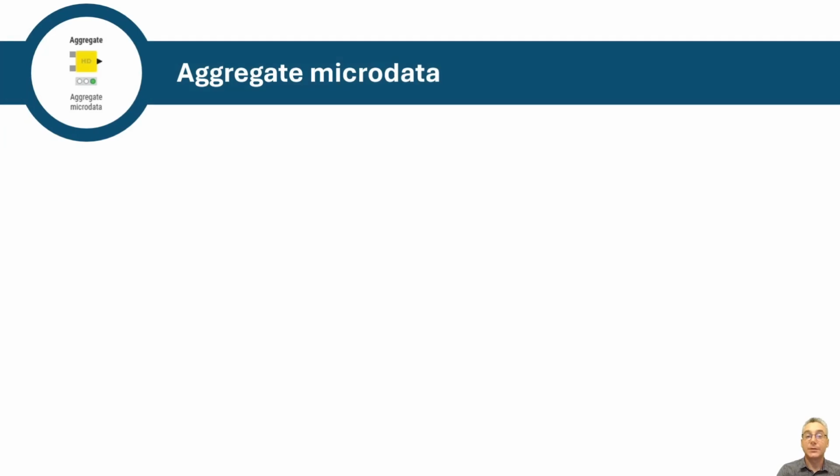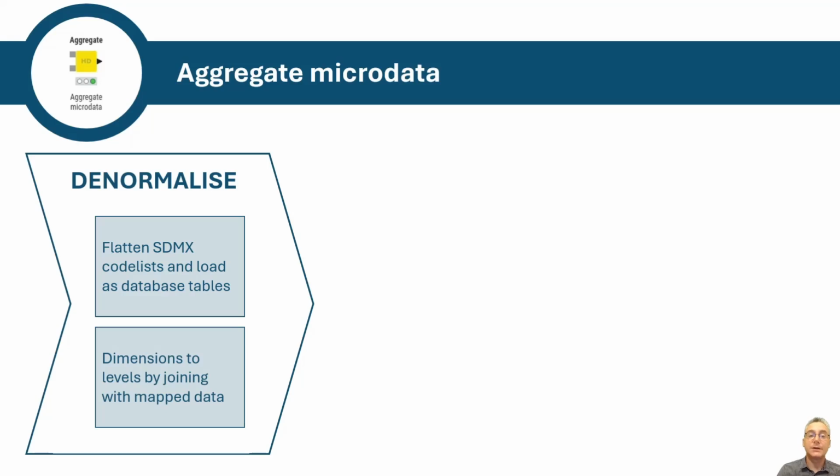The aggregation is implemented in 3 sub-steps. In the denormalization step, flattened SDMX code lists are loaded as database tables. The content of these tables is calculated from SDMX code lists where parent-child relationships are present. Data is joined to these flattened code lists so that each row contains for each dimension the codes of all levels, in addition to the lowest level originally present in the data.